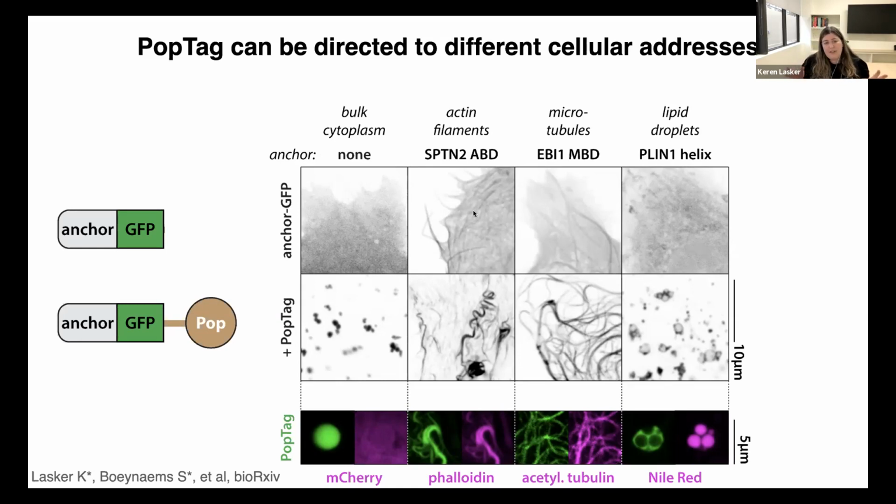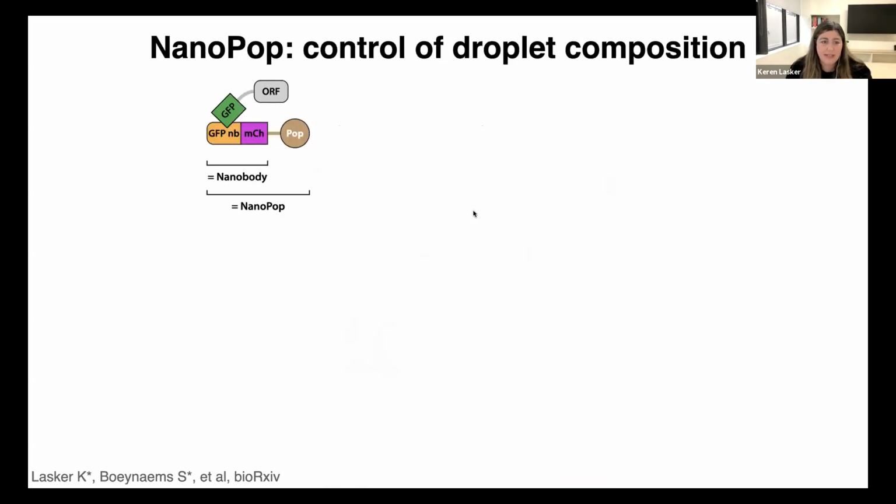Okay, so far I've shown you that the POP tag will condense in U2OS cells, and that we can direct it to different cellular addresses. But what about the composition? I mean, can we actually change the composition? And this is where the actor, the N-terminal domain, comes in. So what we've done here is that we essentially fused a nanobody to the N-terminal region of the POP tag. And by doing that, we can now control droplet composition.